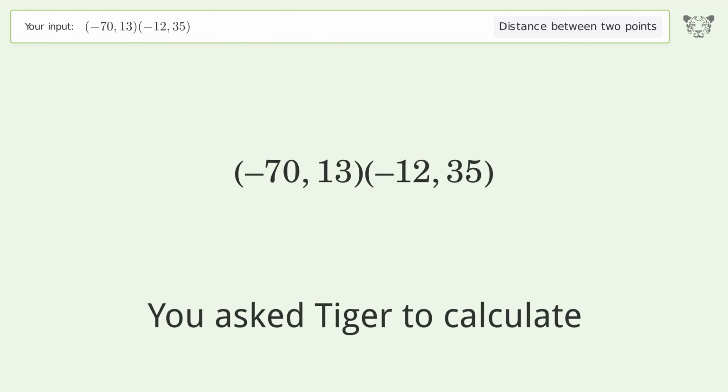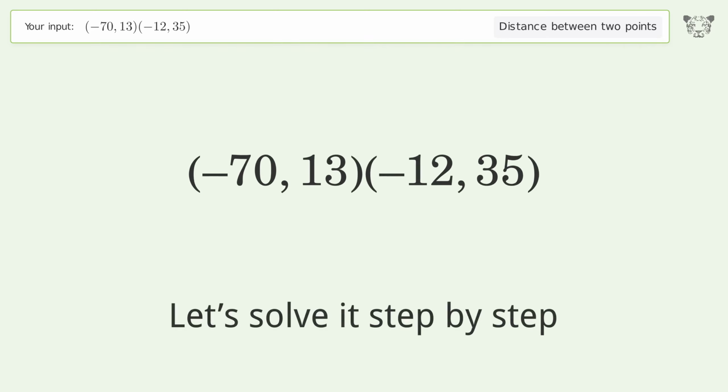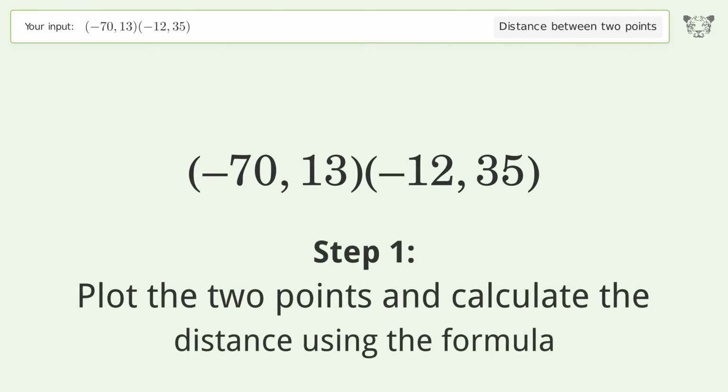You ask Tiger to calculate. This deals with the distance between 2 points. The distance between the 2 points is the square root of 3,848, or 62.032. Let's solve it step by step. Plot the 2 points and calculate the distance using the formula.